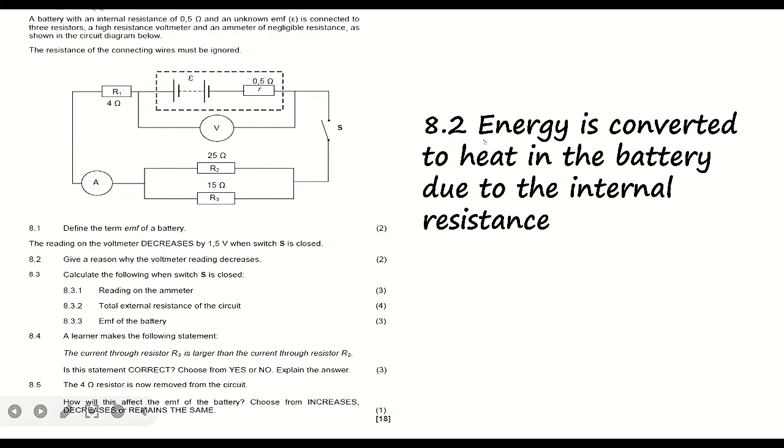Then we simply say it's because the energy is converted to heat. So the energy in the battery is converted to heat in the battery due to the internal resistance. So the presence of that internal resistance converts that energy into heat so that the battery can be heated up and so that it can operate. Right. Okay, now we have 8.3.